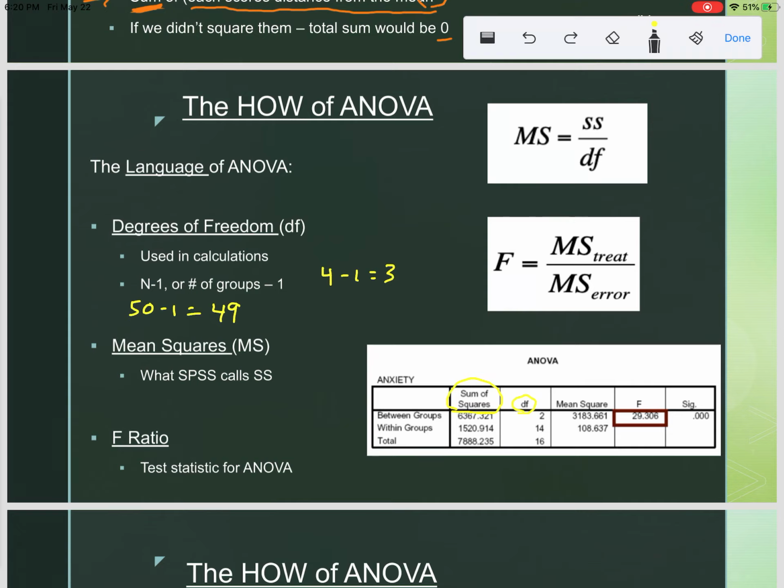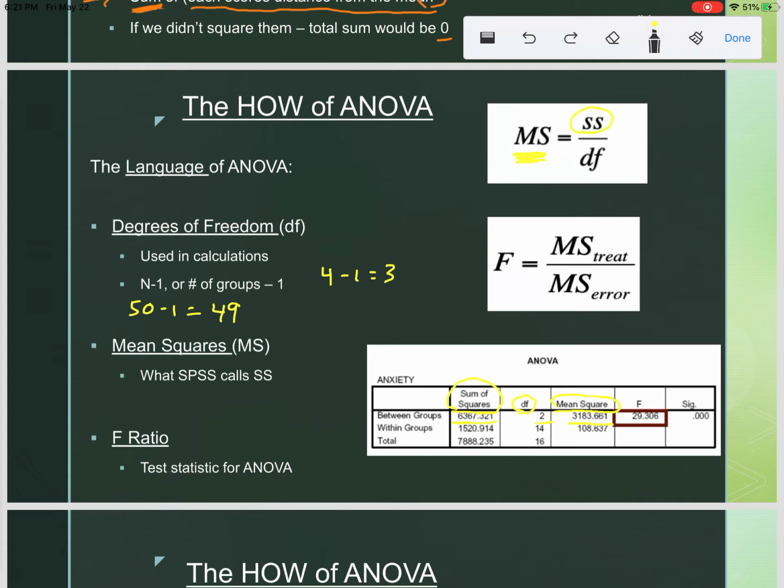And then we're also going to see mean squares. Mean squares is calculated from sum of squares. Look at the top. Mean squares is going to be the sum of squares divided by the degrees of freedom. So if you took this number, 6,367.321, that's our sum of squares, and if we divided it by degrees of freedom, here it's 2, we would get the mean square. So here it says what SPSS calls sum of squares. It's actually another variation from it. But you're going to see mean squares.